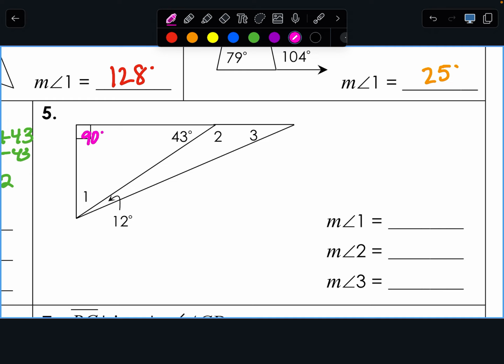Because now I have 2 angles in one triangle, right? Now I can say that 90 plus 43 plus angle 1 equals 180 degrees. So then angle 1 equals 47 degrees.